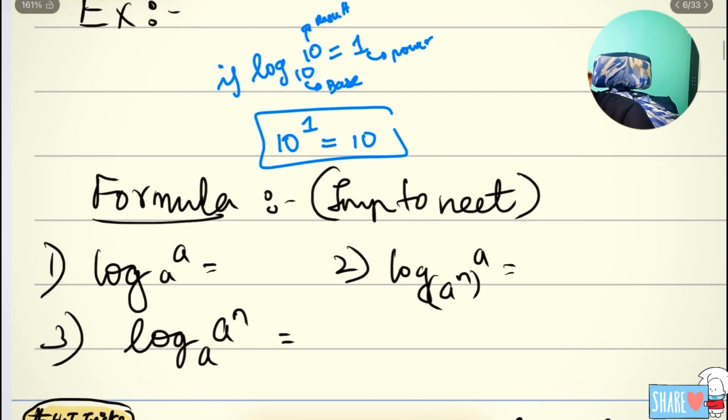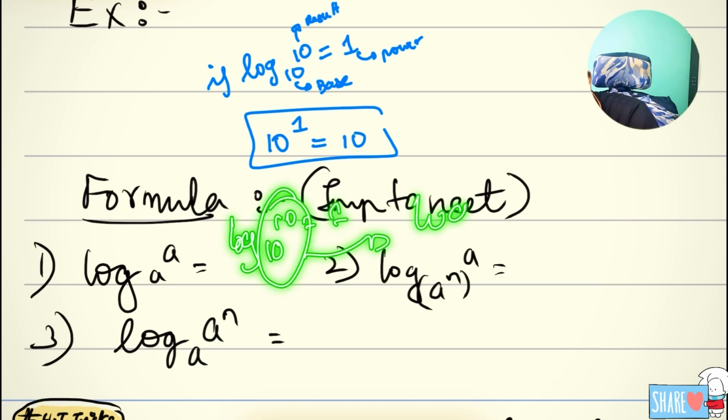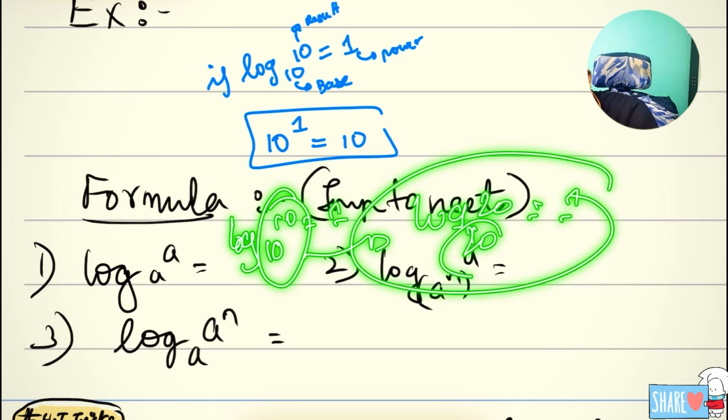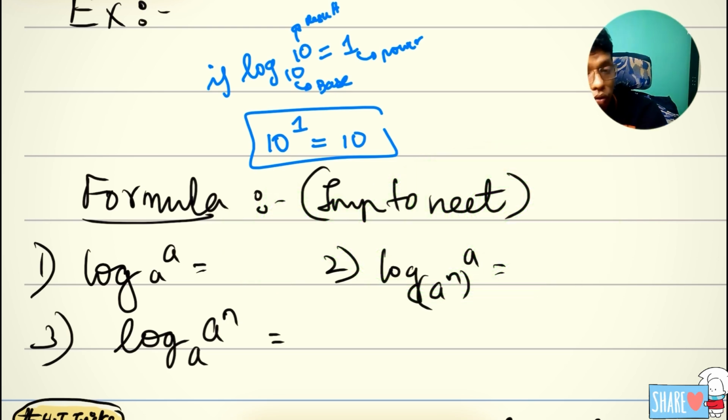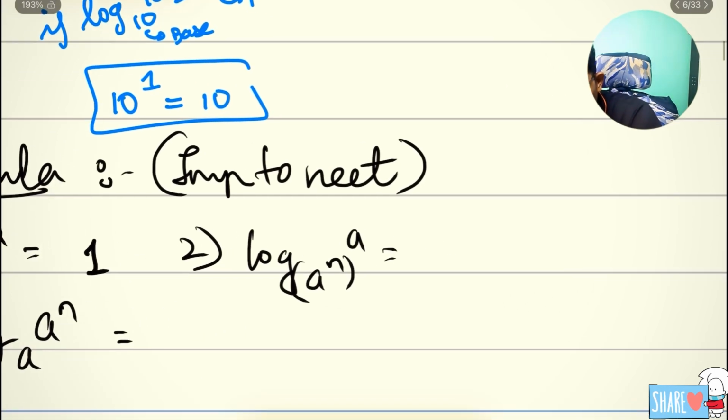First, log a to the base a. Now you saw that log 10 to the base 10 is 1, right? Not only log 10 to the base 10. If it is log 20 to the base 20, it is also 1. Anything where the base and the number inside the log are equal, you will get the answer as 1 only. Don't forget it. Here the answer is 1. Simple.